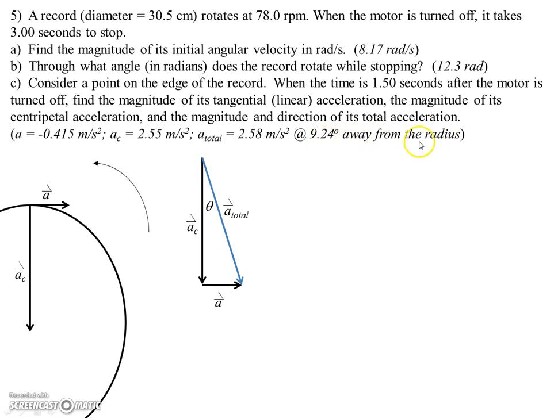Here I've described the angle as an angle away from the radius. The centripetal acceleration points along the radius. It is an angle away from that radius or radial vector. You can consider that.